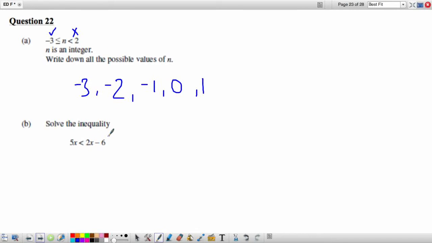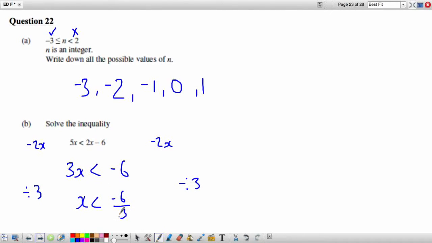Solve this inequality. Well, just like an equation, we need to have x as an answer. We need x on its own. At the moment, we have x on both the left-hand side and the right-hand side. So our first step is to subtract our 2x from both sides. That leaves us here with 3x, the inequality sign, and -6. We now want to know the value of 1x. So we're going to divide both sides by 3. -6 divided by 3 gives us x is less than -2.